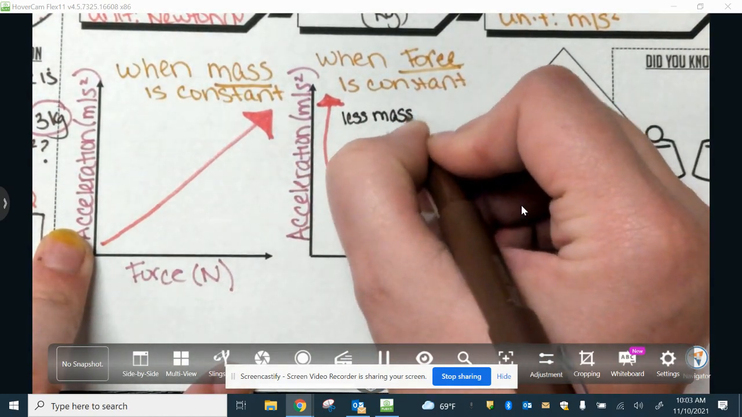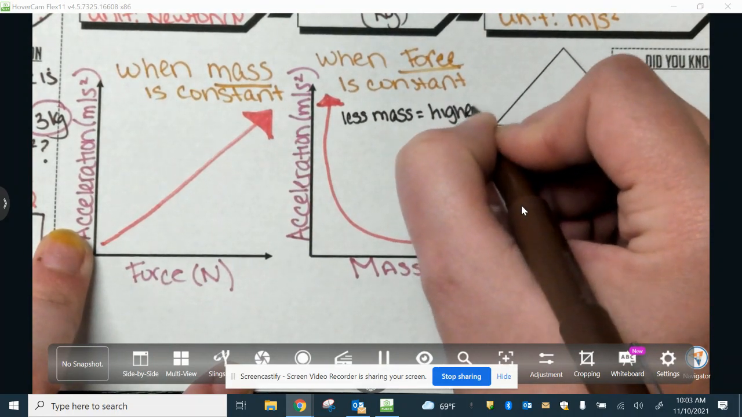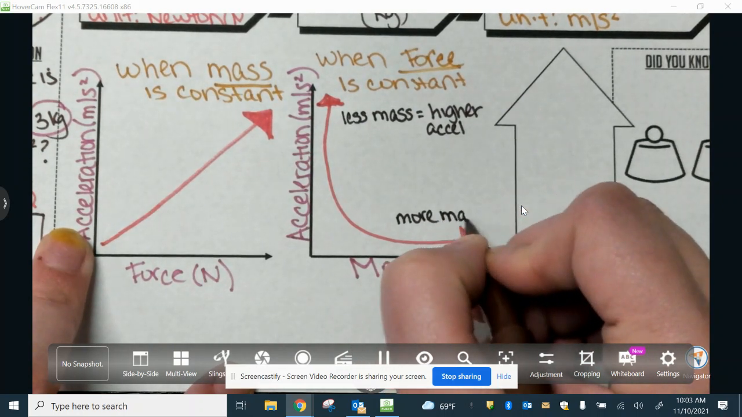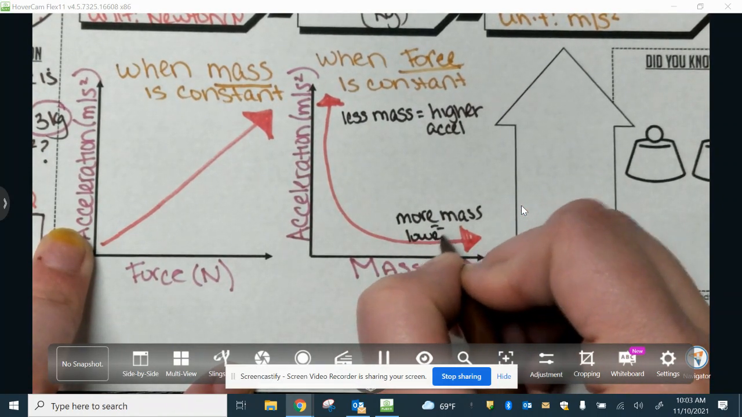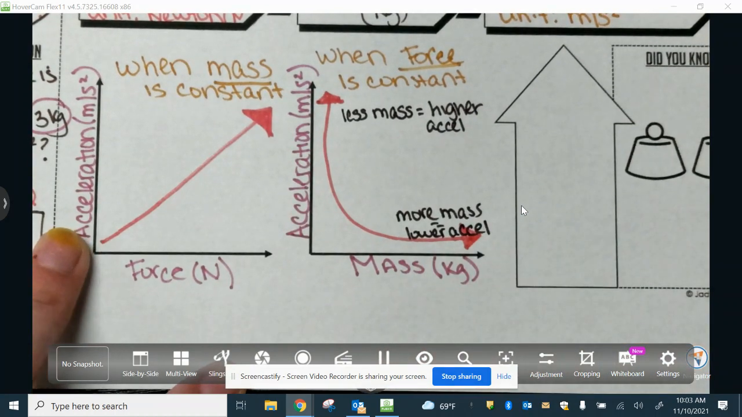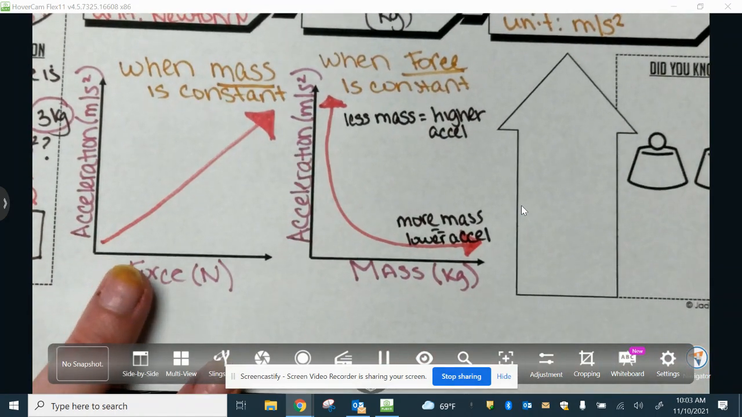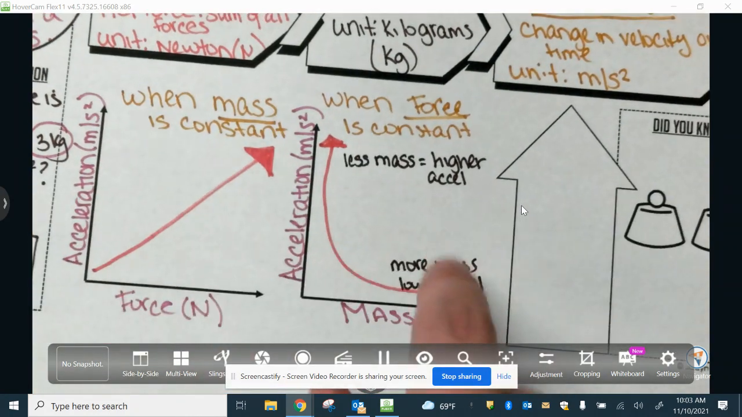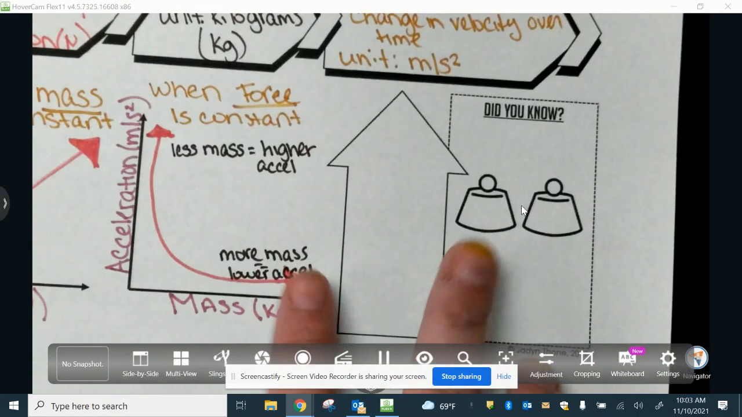Which just shows that less mass equals a higher acceleration, and more mass has a lower acceleration. So if you're using the same amount of force and you're pushing something really heavy, you're not going to get as fast an acceleration as you would if you're pushing something light. That makes conceptual sense. Lower acceleration, that makes more sense. Okay, that's right.